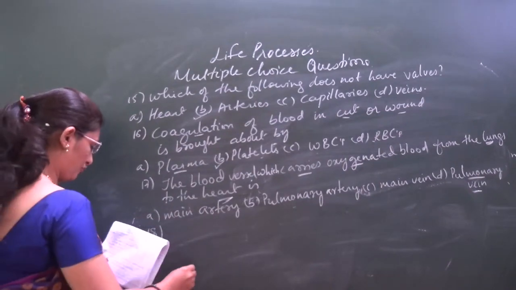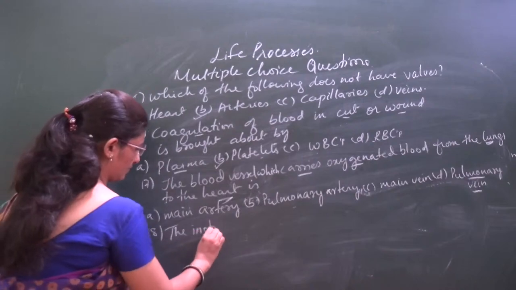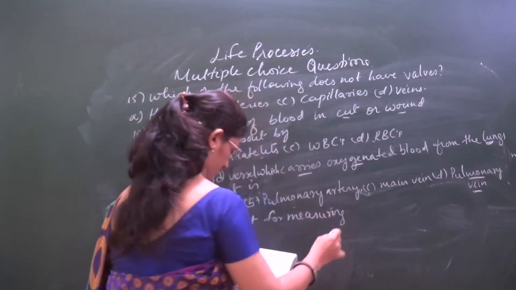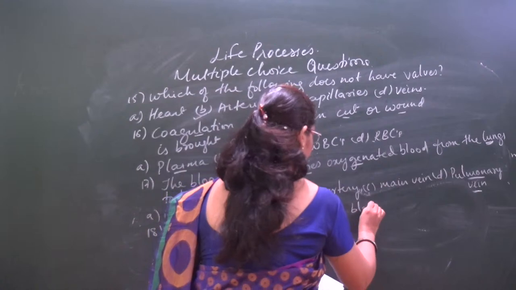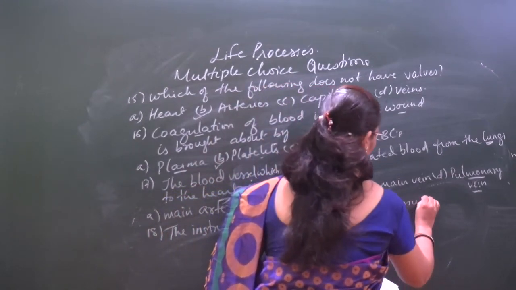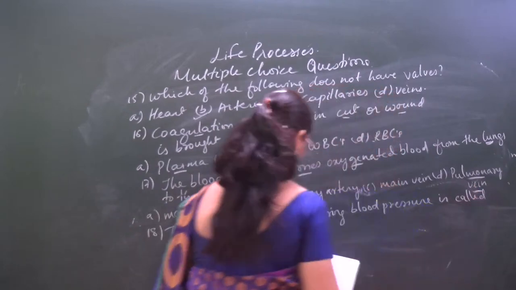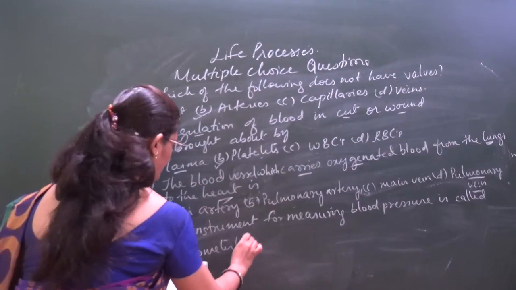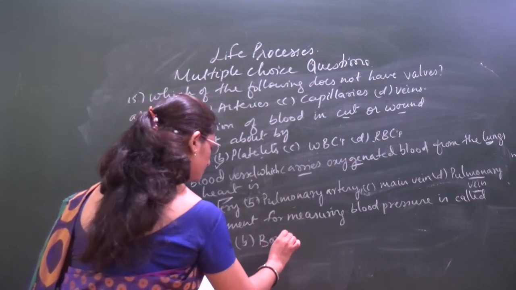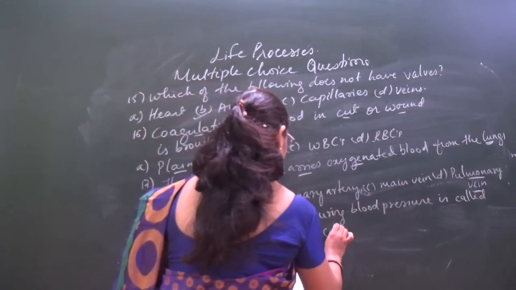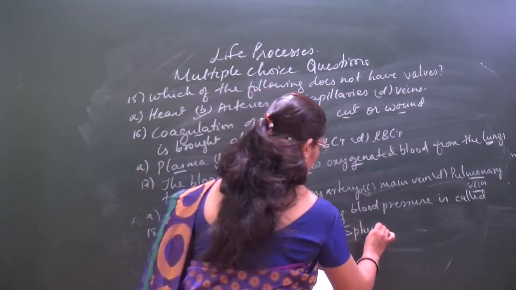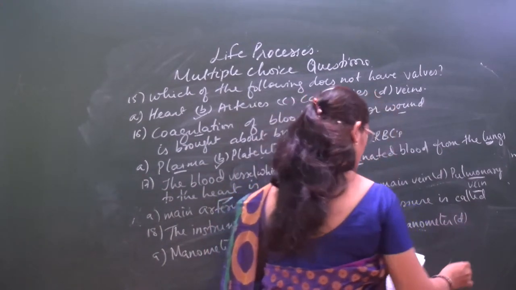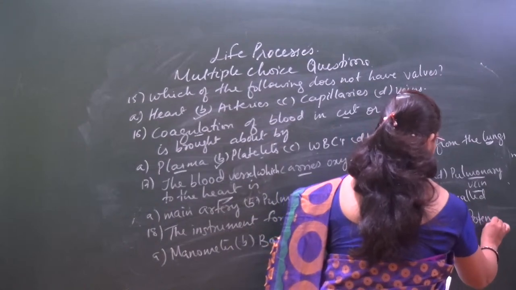Next question. The instrument for measuring blood pressure is called, option A, manometer, option B, barometer, option C, sphygmomanometer, and the last option, potentiometer.